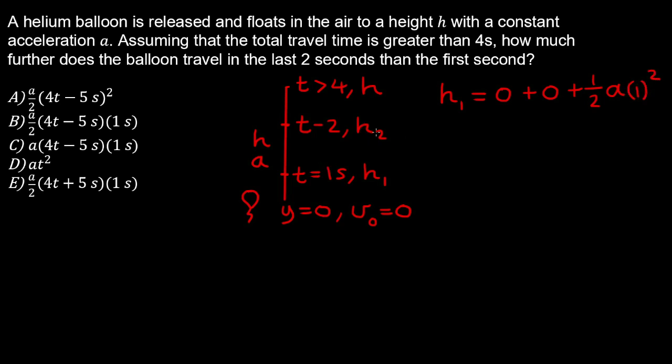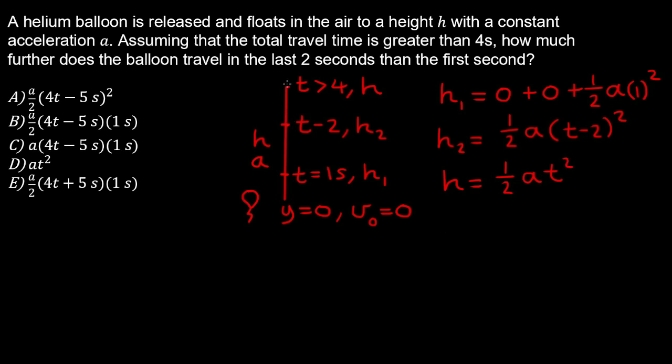And similarly, our next equation is h2 is the initial position plus the initial velocity by time, which is 0, plus 1/2 by the acceleration by delta t, which is t minus 2 minus 0 squared. And finally, our third equation is h is equal to 0 plus 0 by time plus 1/2 by a by t squared.